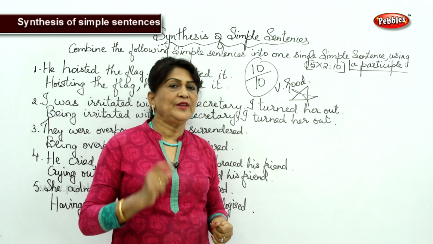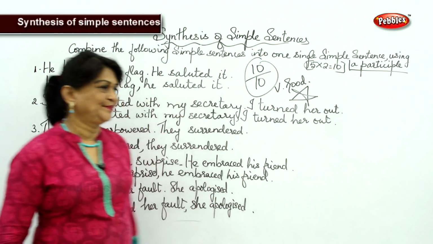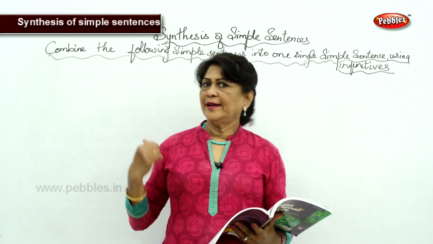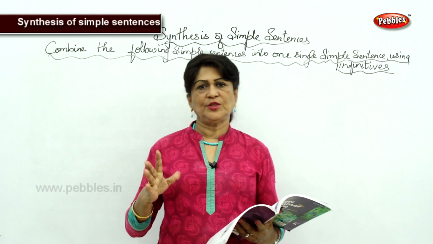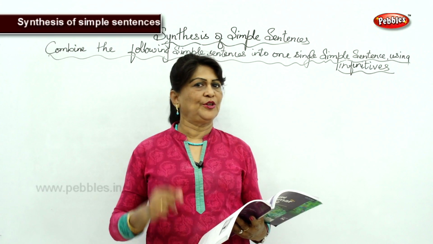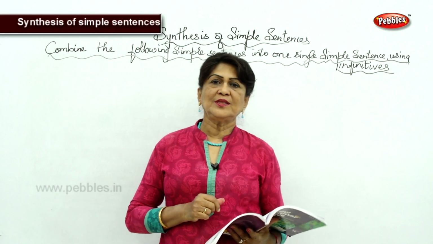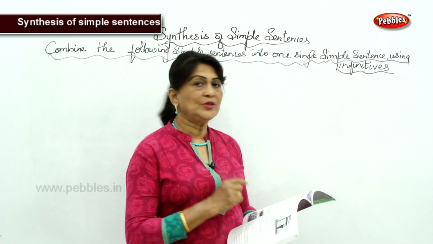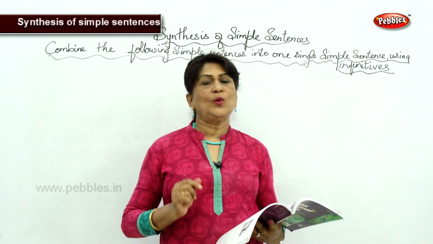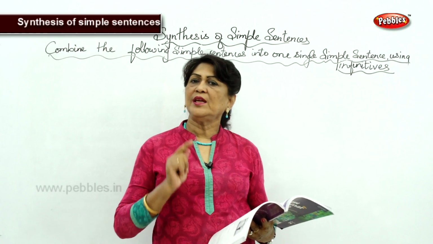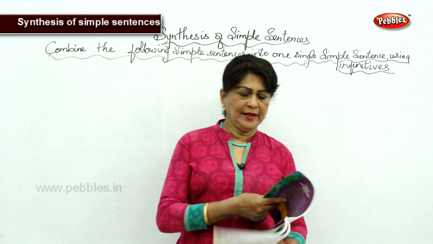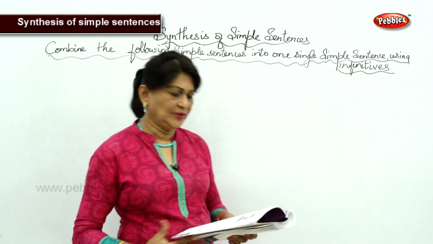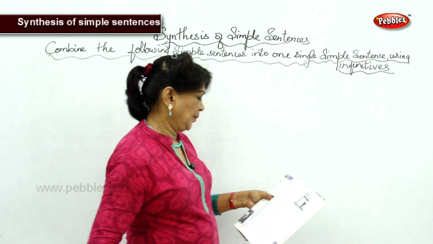an infinitive, that is TO. I told you the first was using participles. Now we are going to see how to combine two simple sentences into one simple sentence using an infinitive. What is an infinitive? TO. I will give you an example and then I will give you some sentences.